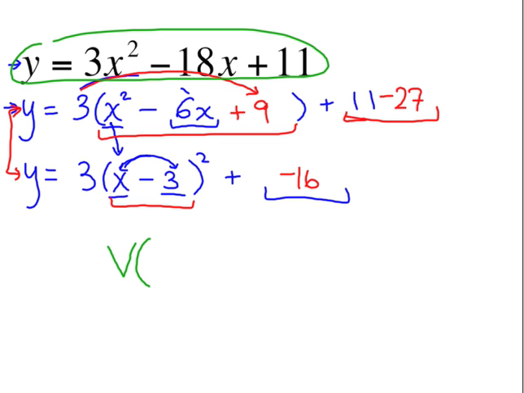Well, the lowest this can ever go is 0. So the lowest the whole thing will ever be is negative 16. I'll get negative 16 when I make x equal to 3. So that's my vertex.